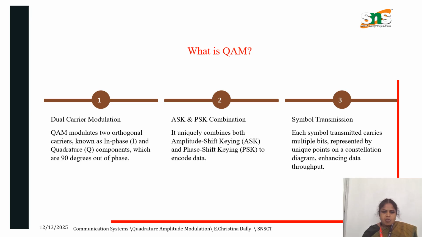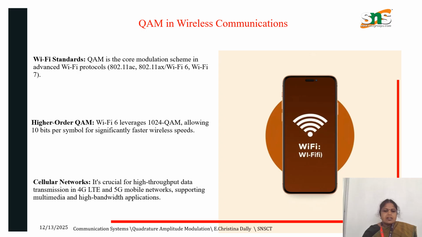Suppose we want to modulate two carriers, that is in-phase and quadrature. We have to keep them 90 degrees out of phase, and it combines both shift keying in order to encode the data. The symbol that is transmitted is multiple bits, and the purpose of this is to enhance the data throughput. We use QAM in wireless communication, that is Wi-Fi.